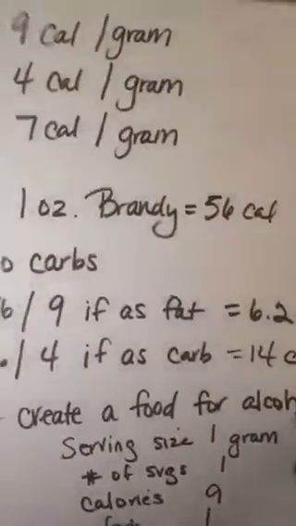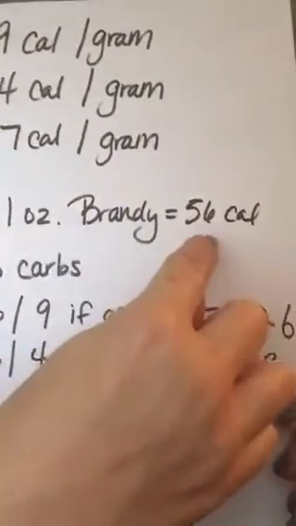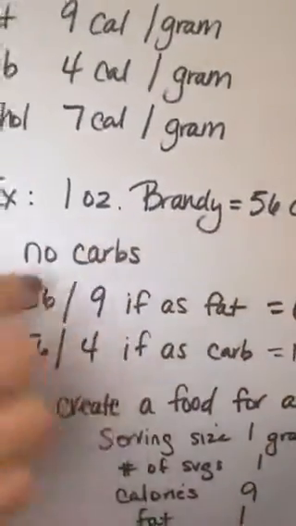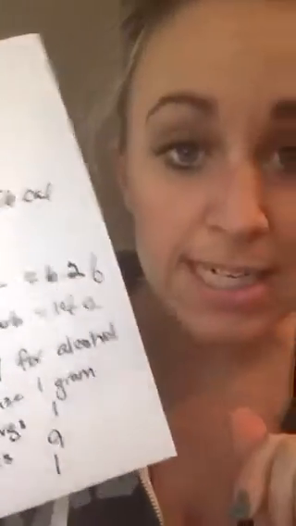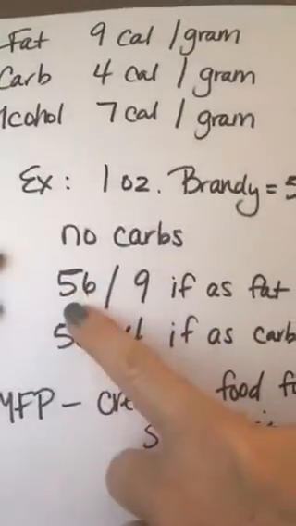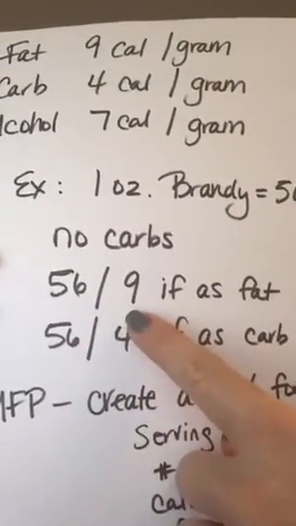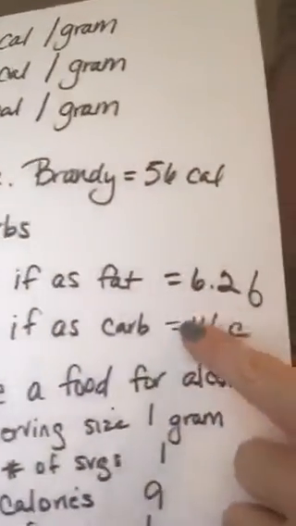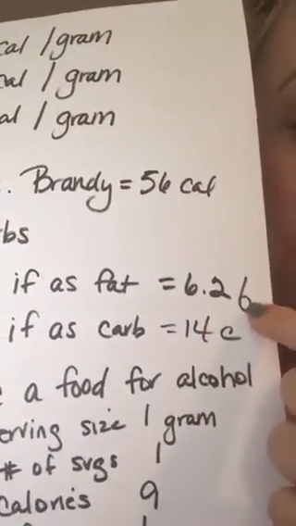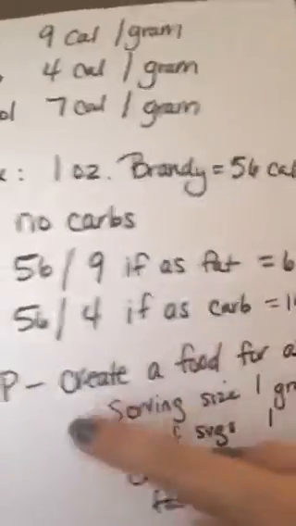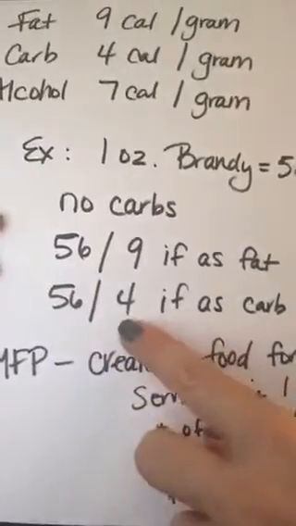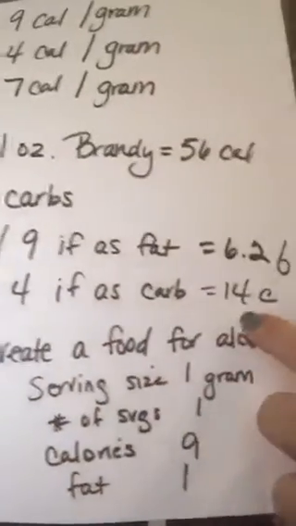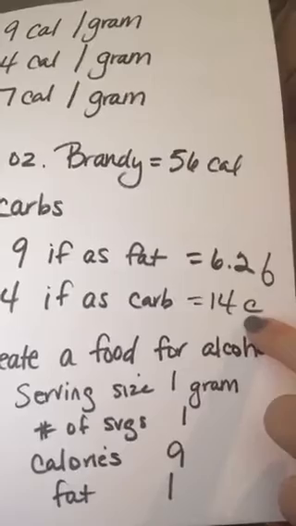If you take the brandy right here, 1 ounce equals 56 calories. There's no carbs in the brandy. So if you want to count the brandy against your fat, you're going to take your 56 calories and divide it by 9, which is going to equal 6.2 grams of fat. If you want to count it against your carbs, you're going to do 56 divided by 4, and that's going to be 14 grams of carbs.